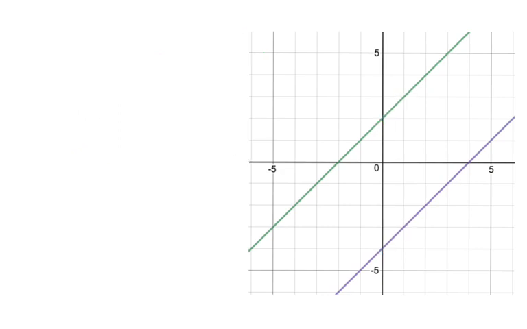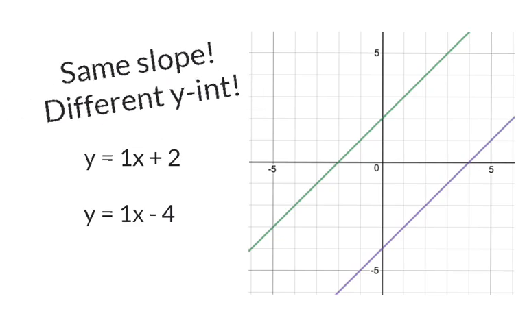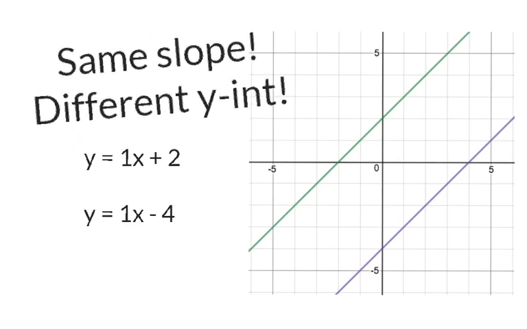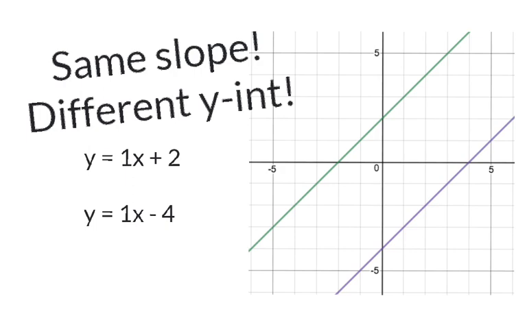Key to parallel lines is same slope, different y-intercepts. That's the whole thing. So when I'm looking at these two, I see that I have 1x, that's my slope. And then I have 1x down here, same slope, perfect. So now I'm just going to highlight my y-intercepts. Are they the same? Are they different? In this case, they're different, and therefore, these two lines are parallel, meaning that they will never, ever touch.